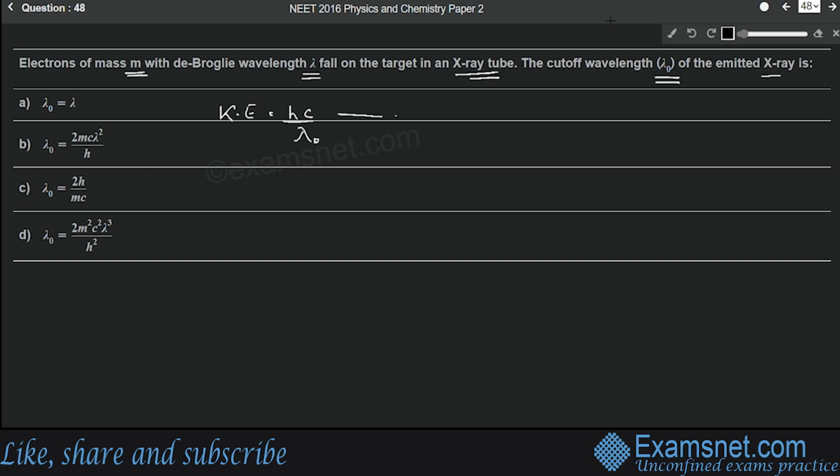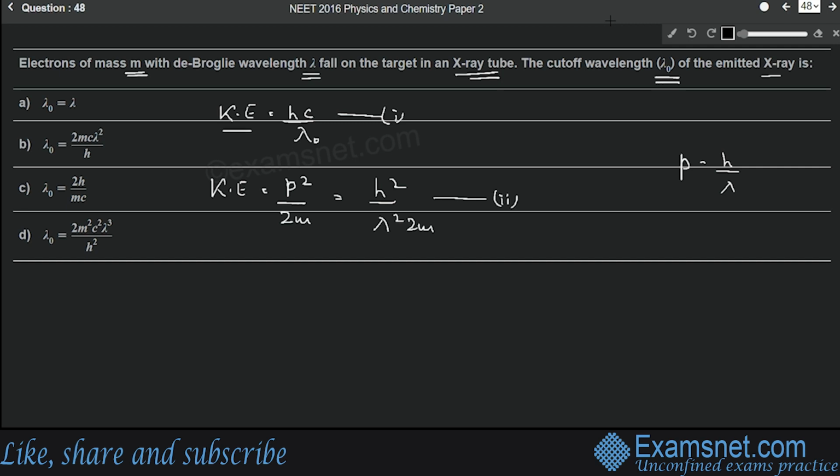Okay, let's say this is equation number 1. Also we know that kinetic energy will be equal to p square upon 2m. Okay, and we know that p is equal to h by lambda, so we can put this value here. It will be h square by lambda square upon 2m. Okay, let's say this is equation number 2.